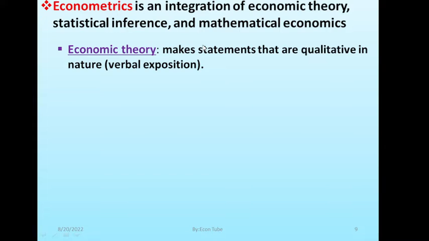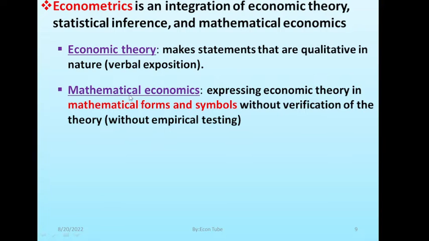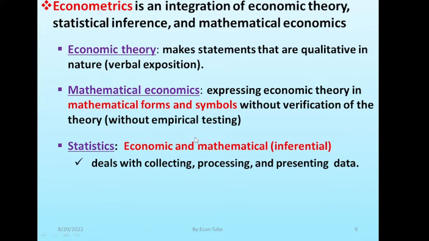Economic theory makes statements. What do we mean by economic theory? It is theory that makes statements that are qualitative in nature, because it is verbal exposition. But mathematical economics expresses economic theory in mathematical form by using symbols, without verification of theory or empirical testing. Statistics is about inference, such as dealing with collected data, processing data, then presenting those data.